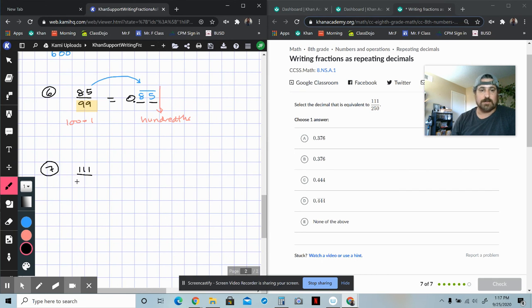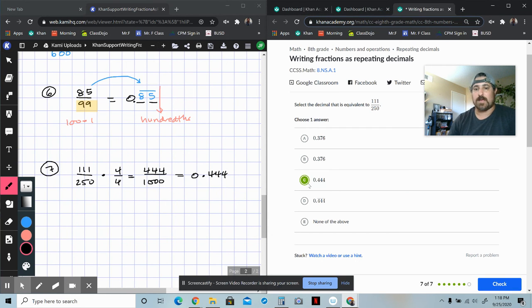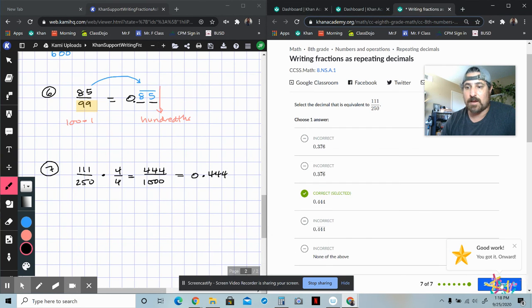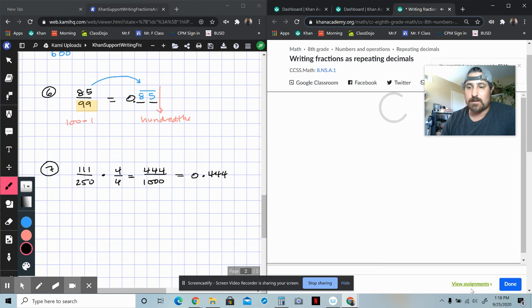So you've got 111 over 250. You're going to multiply top and bottom by 4. And when you do that, you're going to get 444 all over 1,000, which means it's going to be 444 thousandths, or it's going to be 444 ending in the thousandths place. So that's not repeating, it's a terminating decimal, and it's going to be 0.444, and that's how you do it. So yay, math.